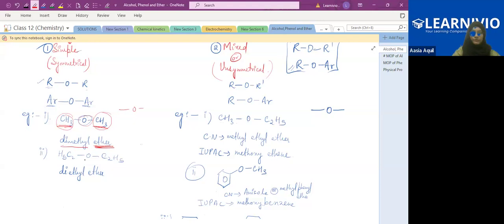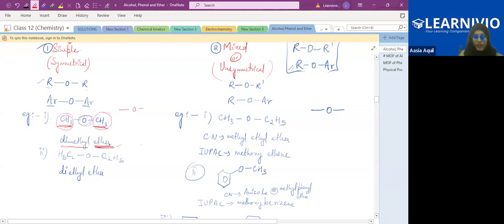Yes, ma'am. Okay, we will discuss it in detail when we do the nomenclature. When we do the nomenclature of alcohols, phenols and ethers individually, we will discuss it in detail. So this is basically a common name, not the IUPAC name. We give the IUPAC name in a different way.